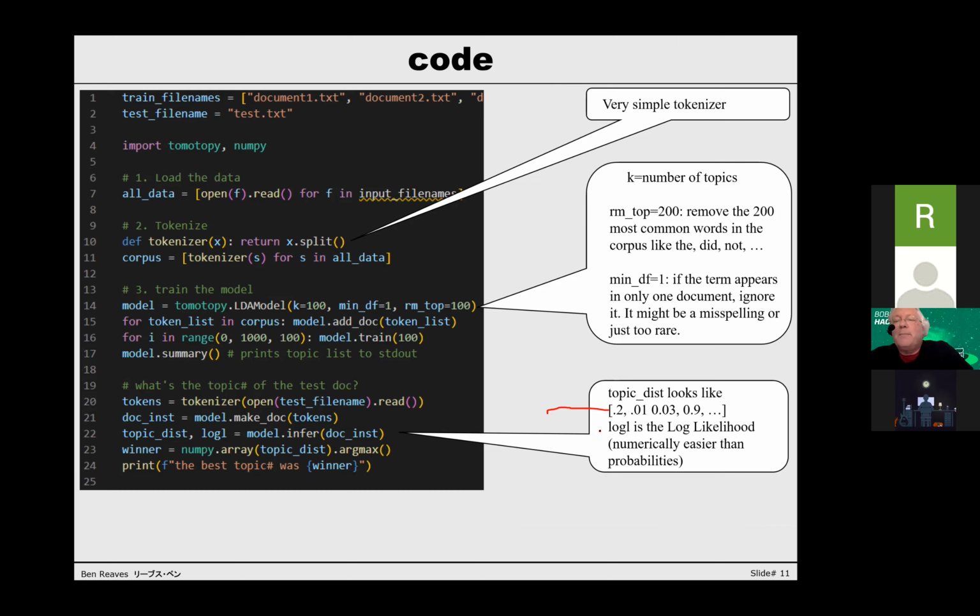That's what topic dist outputs. It outputs some floating point numbers. They should all add up to 1. This is a stupid example; it doesn't, but they'll all add up to 1. And basically the one with the highest number is your topic. So 0, 1, 2, 3. In this case, topic number 3 was the winner. And then you print it out here. The best topic was topic number 3 because topic number 3 had the highest number. So that's basically how LDA works. That's how we do it.